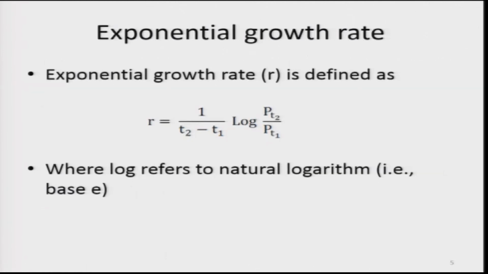Sometimes for analytical purposes, we define exponential growth rate. Exponential growth rate of a population is defined as R equal to 1 upon T2 minus T1, the time duration, into log of PT2 divided by PT1, where log refers to natural logarithm. Exponential growth rate of population is quite interesting, and we will see that this can also be expressed in terms of doubling time.